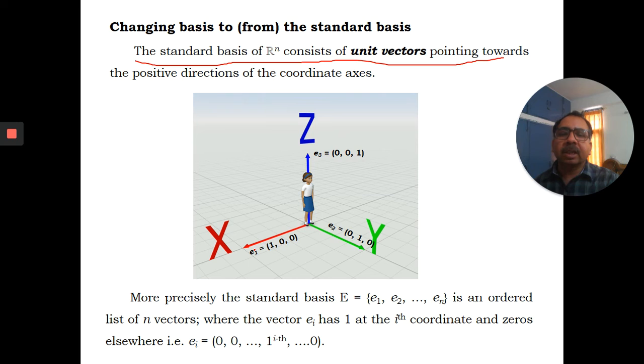So this is the x direction. This vector E1 is 1, 0, 0. It is pointing toward the positive direction of the x-axis. The second is 0, 1, 0. It is pointing toward the positive direction of the y-axis. And the third one is in the z direction, 0, 0, 1. Similarly in Rn we have n such vectors, where ei has 1 at the ith position and 0 elsewhere. So the collection e1, e2, en is the ordered set of vectors which is called the standard basis for Rn.